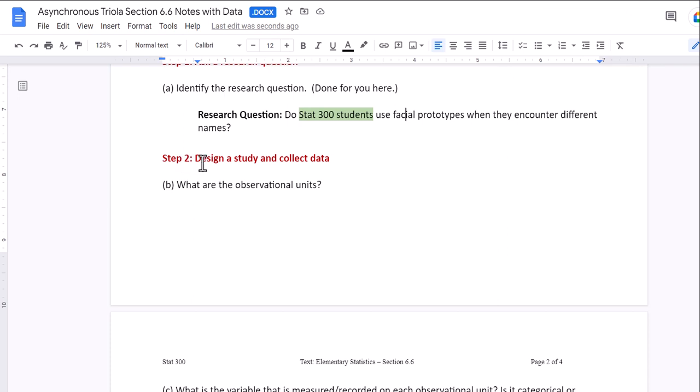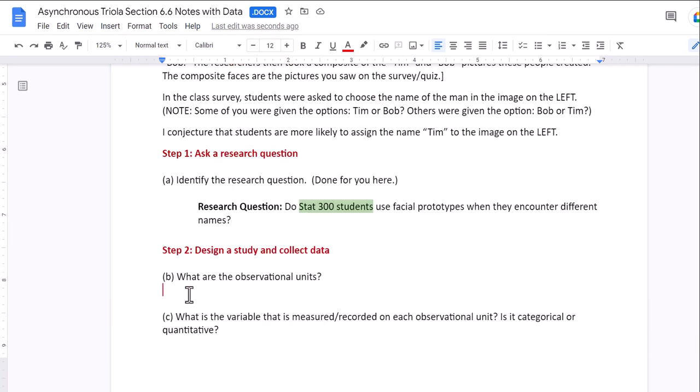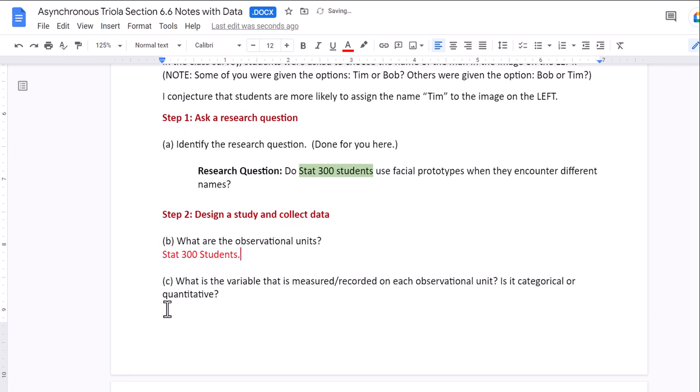So what are the observational units? Moving on to step 2, design a study and collect data. Once we have a research question, how are we going to collect the data? So who or what are our observational units? We can say the observational units are STAT 300 students, because that's who we are asking information from. What is the variable that is being measured and recorded on each observational unit? So what is the question? What am I keeping track of? We are keeping track of the name that was assigned to the image on the left.